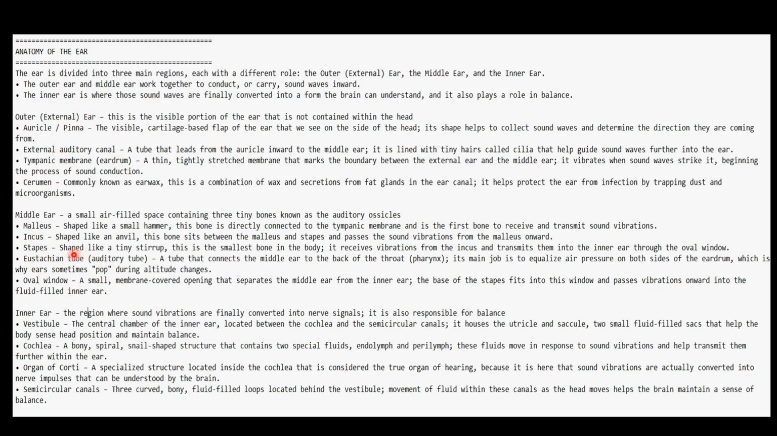Now we will talk about the middle ear, which is a small air-filled space containing three tiny bones known as the auditory ossicles.